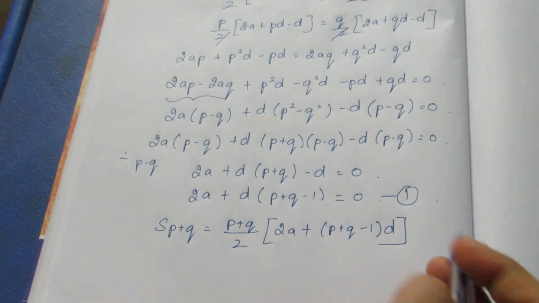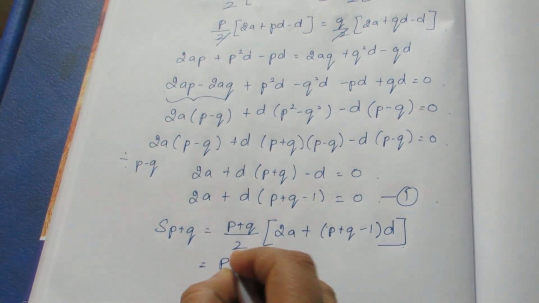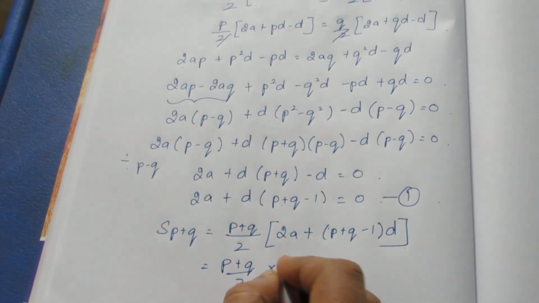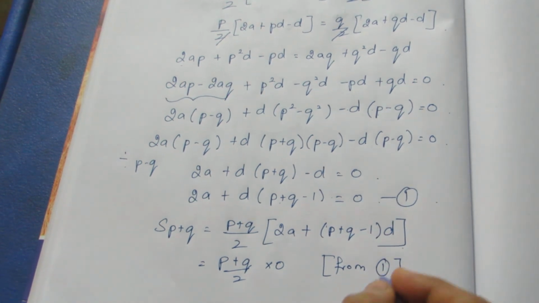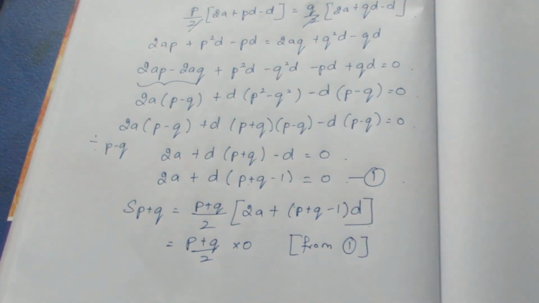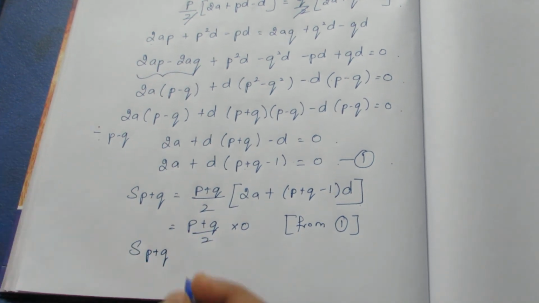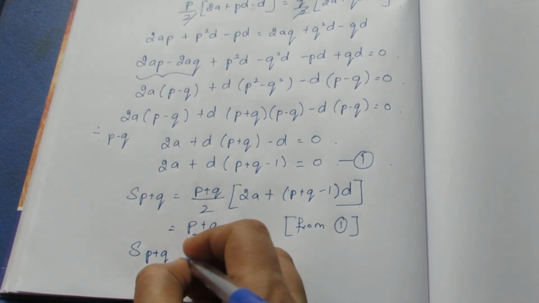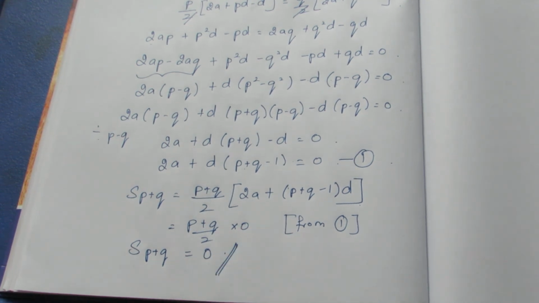So we can substitute the value here. Instead of this we can write 0. So P plus Q by 2 into 0 from 1, because we are substituting the value of this from 1. We know therefore S of P plus Q is equal to 0. 0 into anything will be 0. So the value of this sum of the first P plus Q terms is 0.